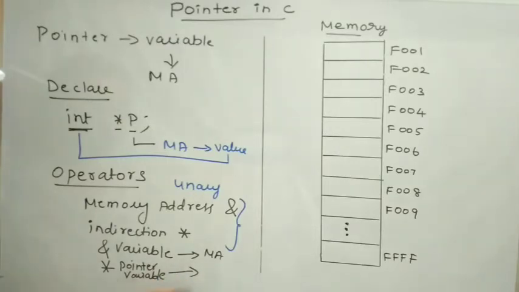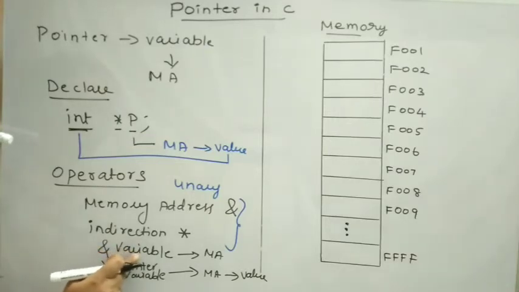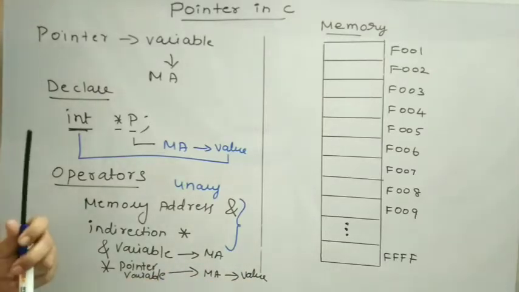What it will return is, basically, a pointer variable holds a memory address. If I use the indirection operator with the pointer variable, it returns the content of this memory address, or the value stored in this memory address that is pointed to by this pointer variable. So the memory address operator returns the memory address of the variable. The pointer indirection operator is going to return the value which is stored in the memory address pointed to by this pointer variable.